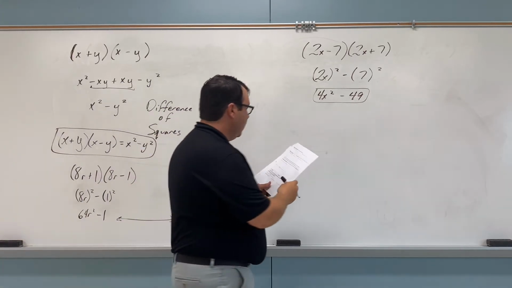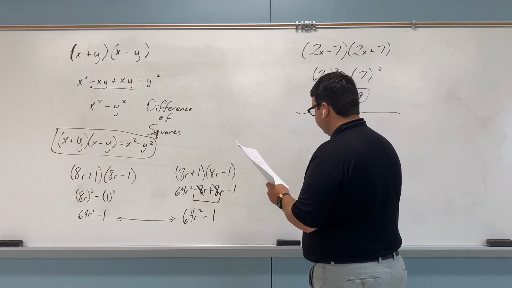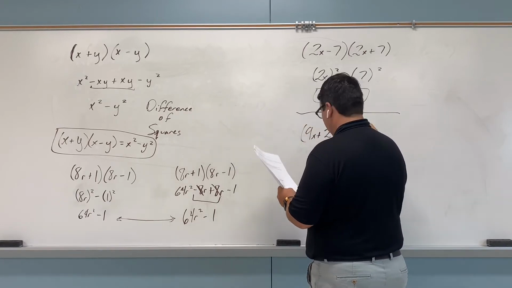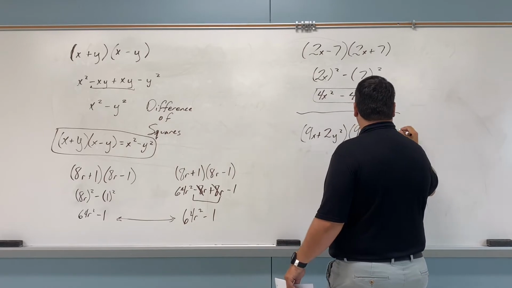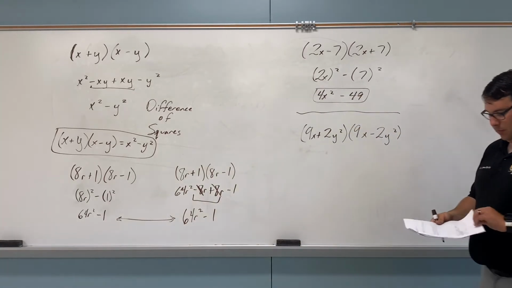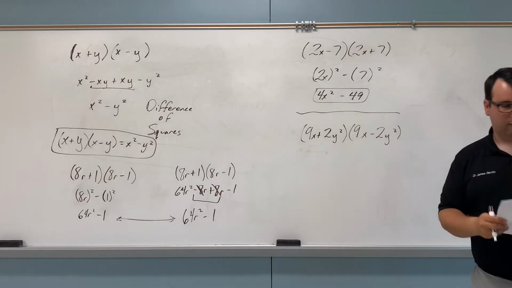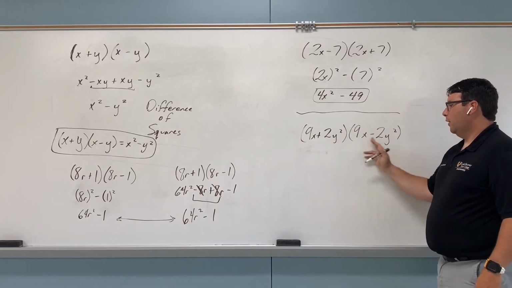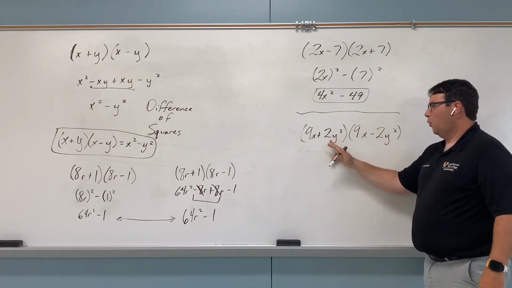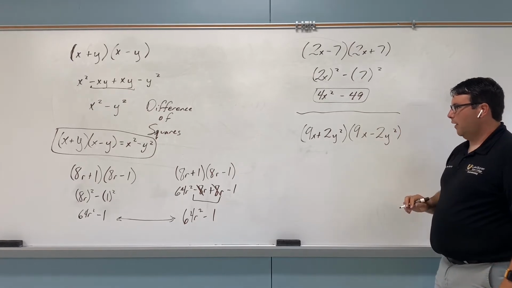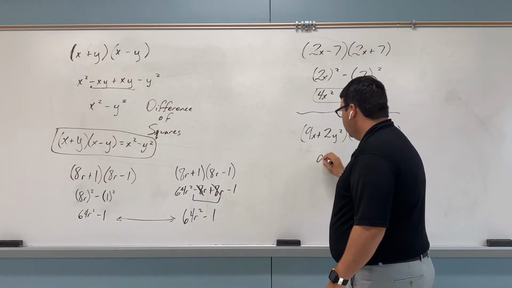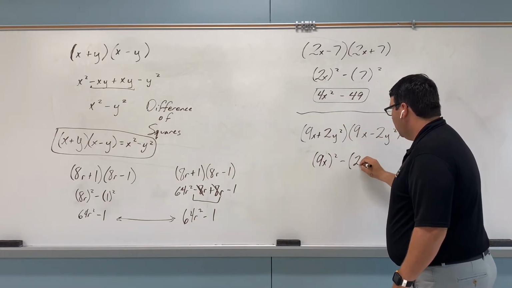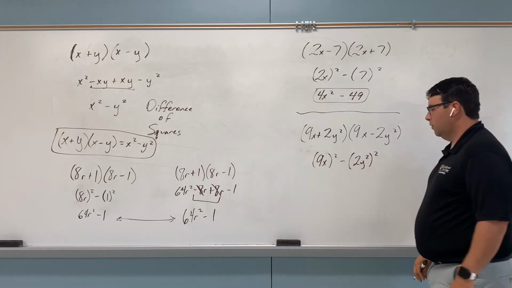Excellent. Let's try another one. I have 9x plus 2y squared, 9x minus 2y squared. Now, these are conjugate values. I have 9x plus 2y squared, 9x minus 2y squared. They're exactly the same. One is added, one is subtracted, so they are conjugate values. Let's go straight to definition. So I have 9x squared minus my 2y squared squared.